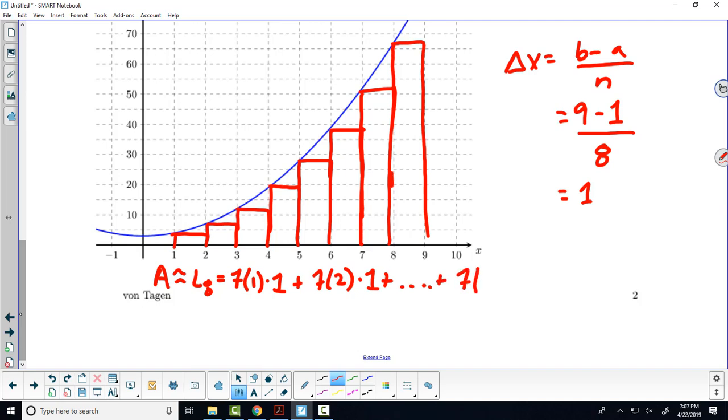Plus f of 2 times 1 plus, and I'm tired, so we'll just do f of, what's my last one? What's it going to be? f of 8 times 1. Be oh so careful jumping like that, though. Okay? That requires you have a good picture. By good picture, I mean you don't have to have an accurate graph. You just need to draw an abstract function, but you should subdivide it. Okay?